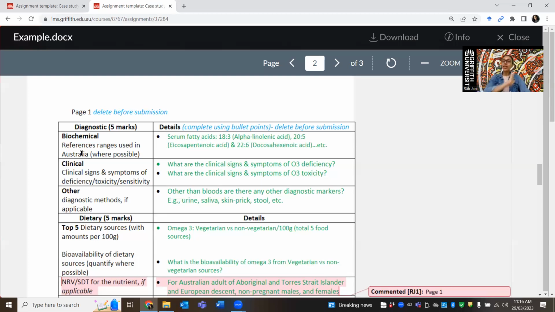Okay, so these are the blood indicators. Everybody good about blood indicators? Okay. Australian reference ranges where possible. Now with clinical, put the signs and symptoms. What happens in omega-3 deficiency? What happens in omega-3 toxicity as well? Do not forget the toxicity side of things.